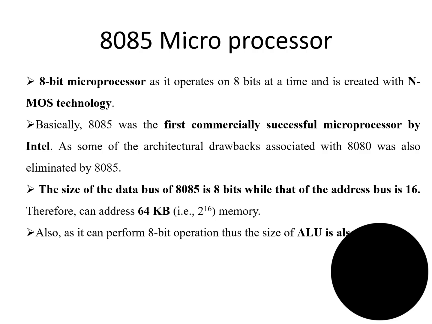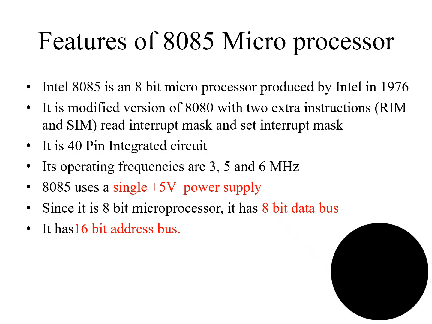Here the microprocessor is called the brain of a computer because it receives data, processes data, stores the temporary results and sends the output. Sending the output means storing it in the memory. The Intel 8085 was introduced in 1976 and it became one of the most successful 8-bit microprocessors.